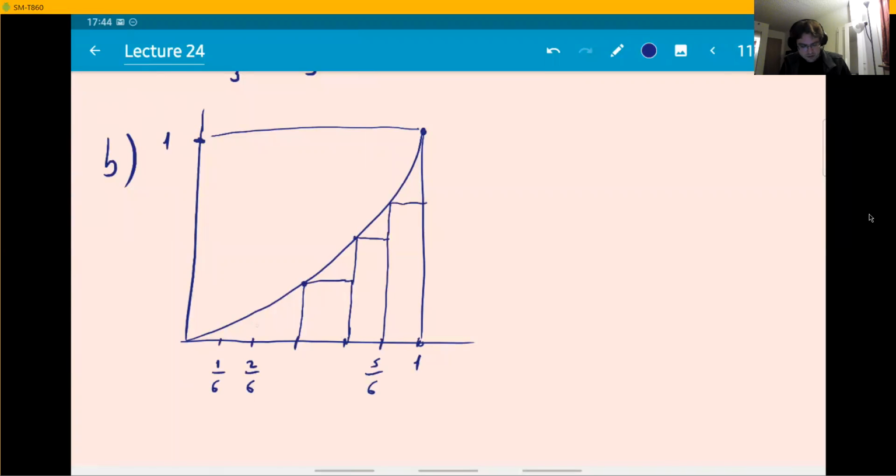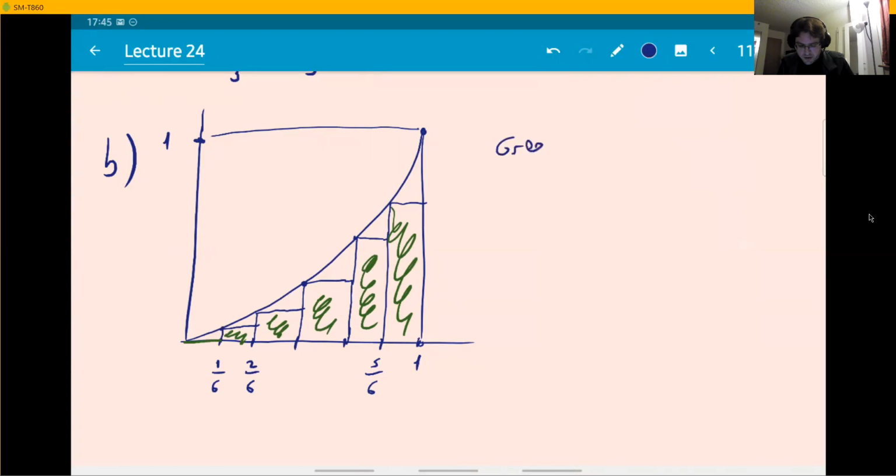So these are the rectangles that we are considering. Once again, this is going to be smaller than the actual integral. But the areas of the rectangles, we have 6, but the first one has an area 0.